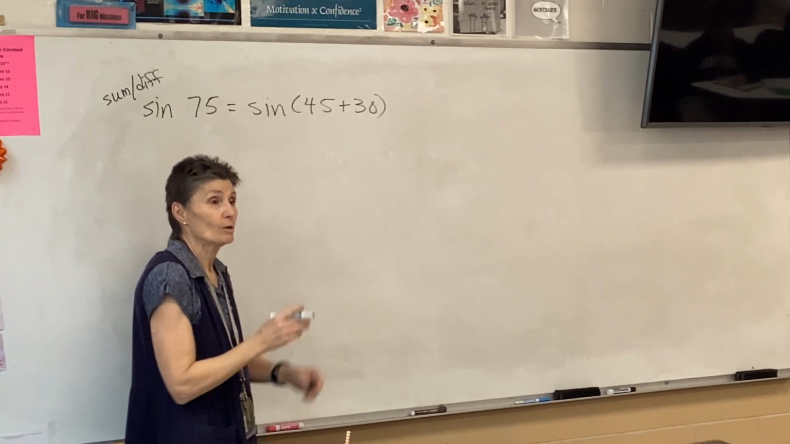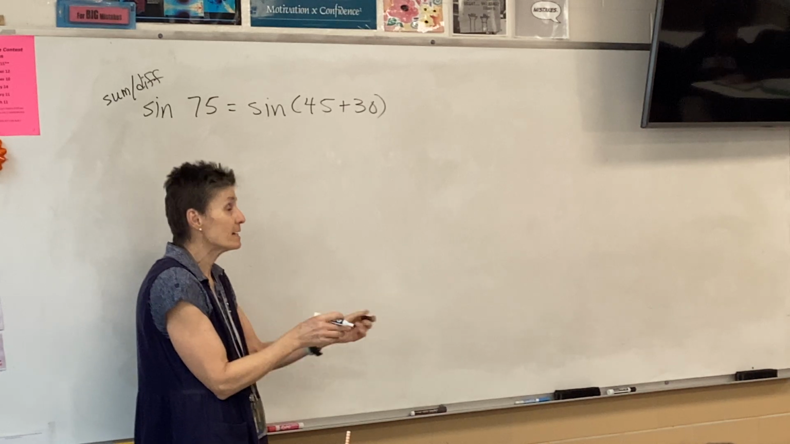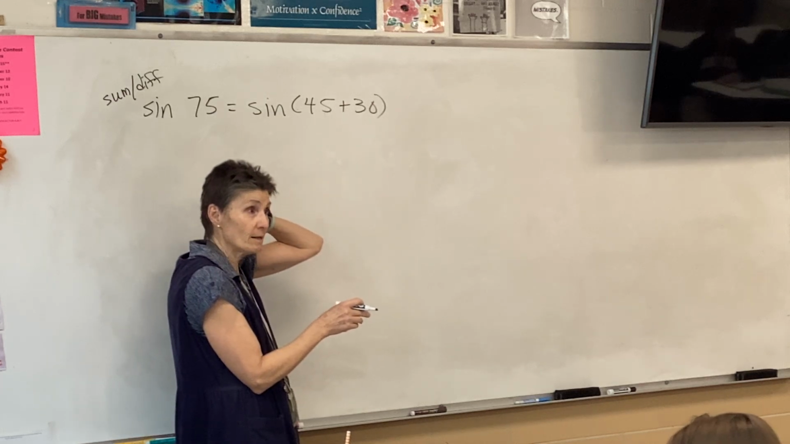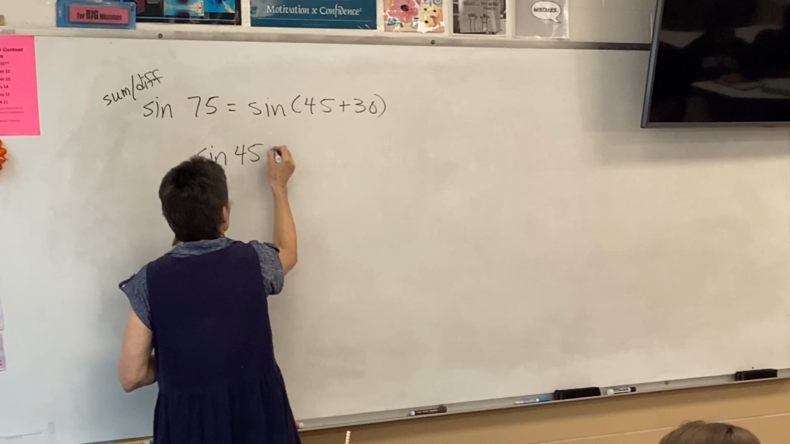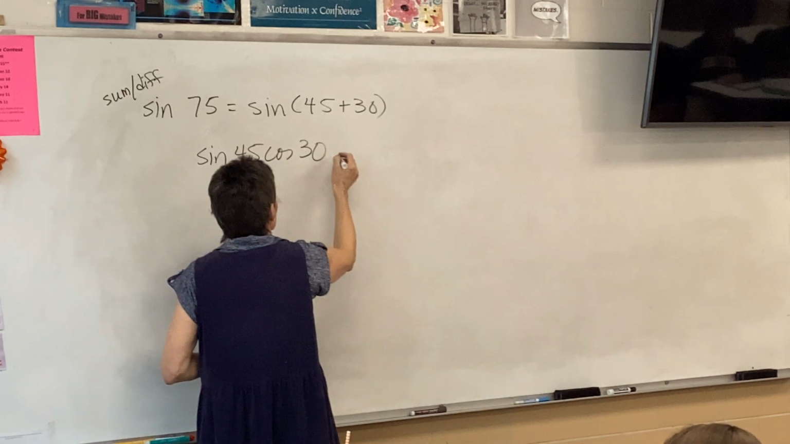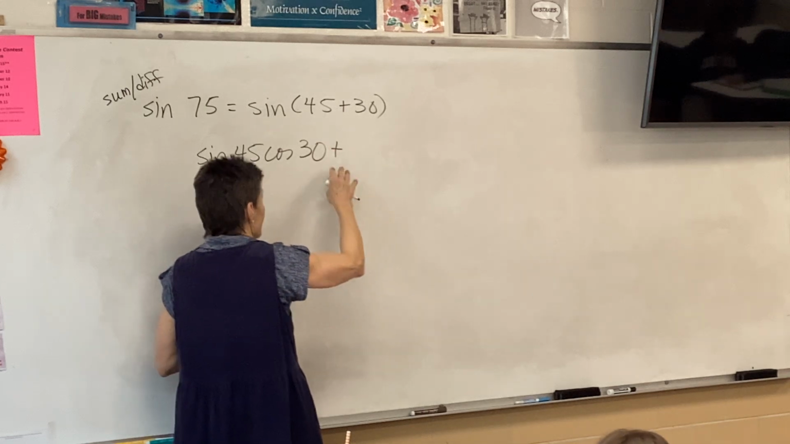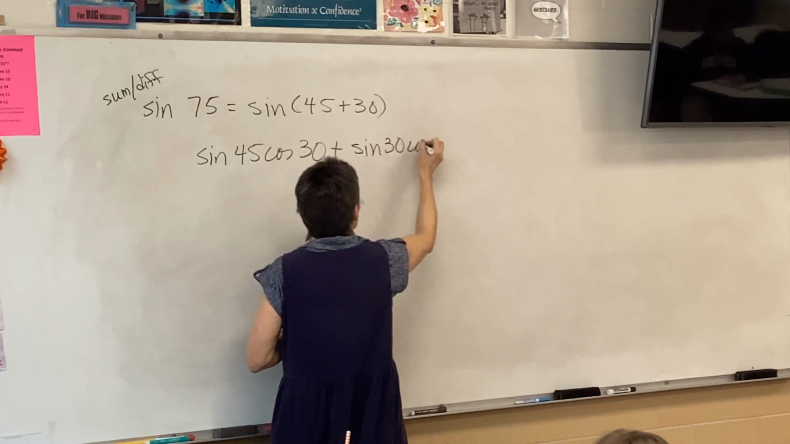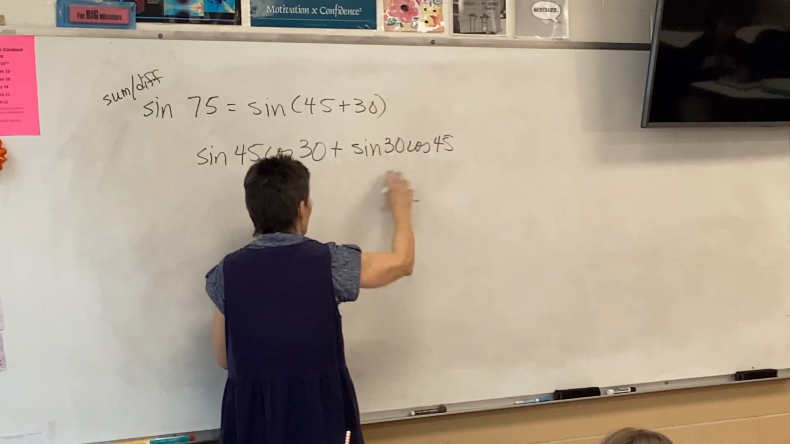All right, so you got your reference sheet. This is the sine of u plus v, right? Sine 45 cosine 30, plus, there's a plus in there, sine 30 cosine 45. Now, I don't know which way you said that.